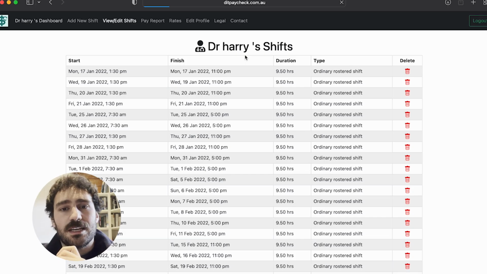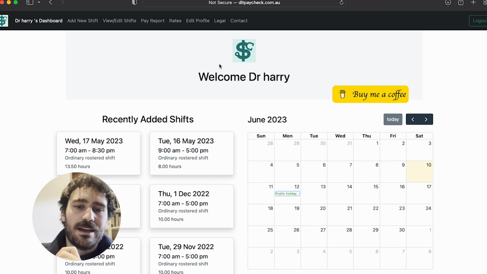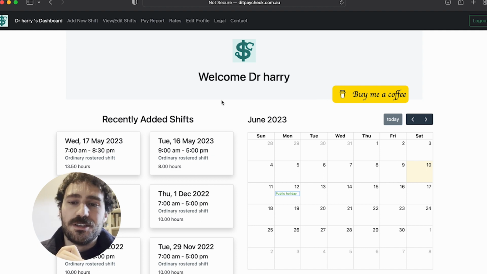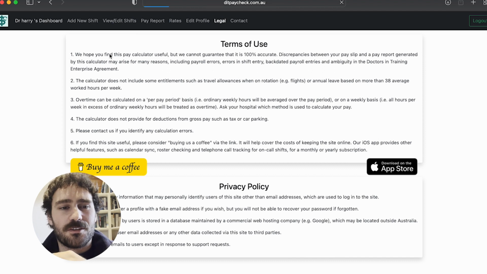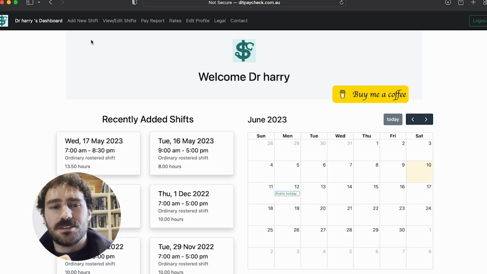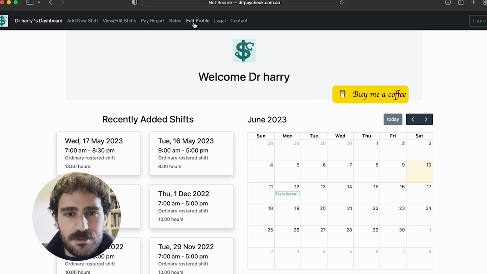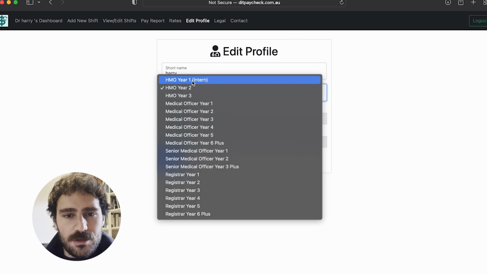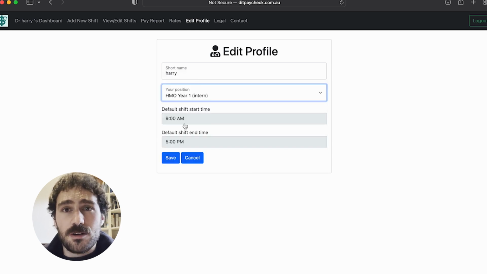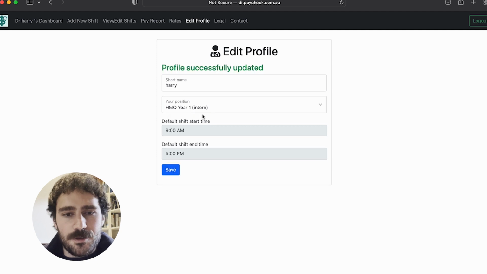This is DiT Paycheck, and this is one of the most helpful websites that I used throughout my internship, and I still use now, to just check that my payslips are correct. So the way this works is I've got my dashboard here, and I can edit my profile. So at the moment, let's go back, because this is when I was getting paid as a first year doctor. So I'm just going to change my position to an intern.